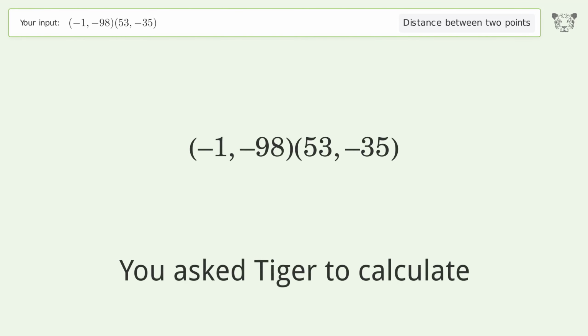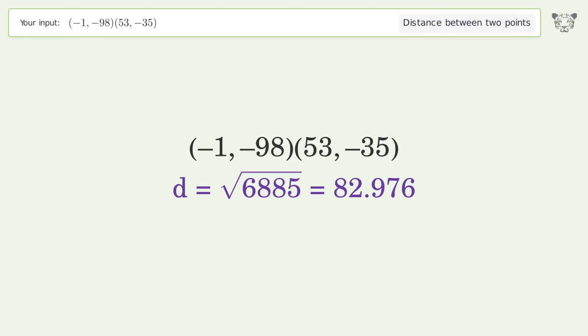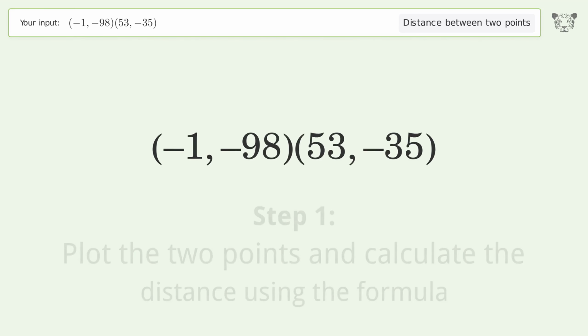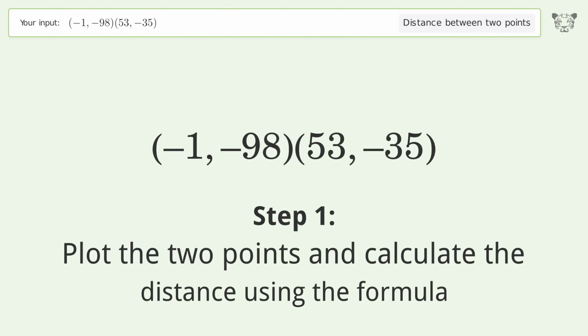You ask Tiger to calculate. This deals with the distance between 2 points. The distance between the 2 points is the square root of 6,885, or 82.976. Let's solve it step by step. Plot the 2 points and calculate the distance using the formula.